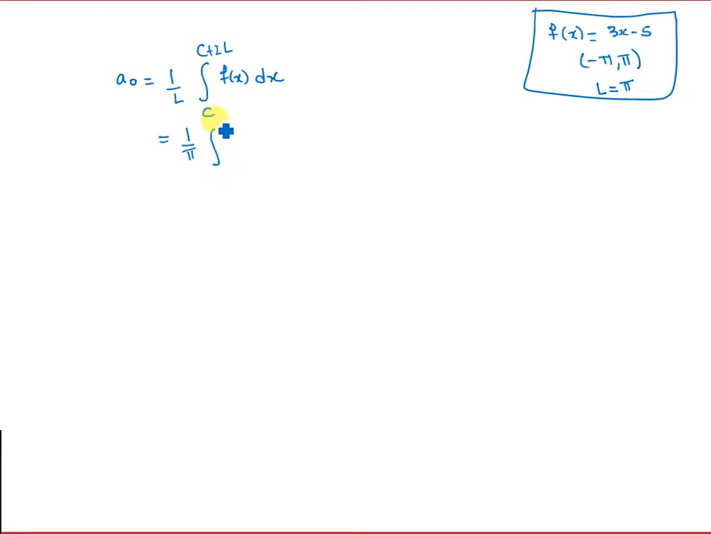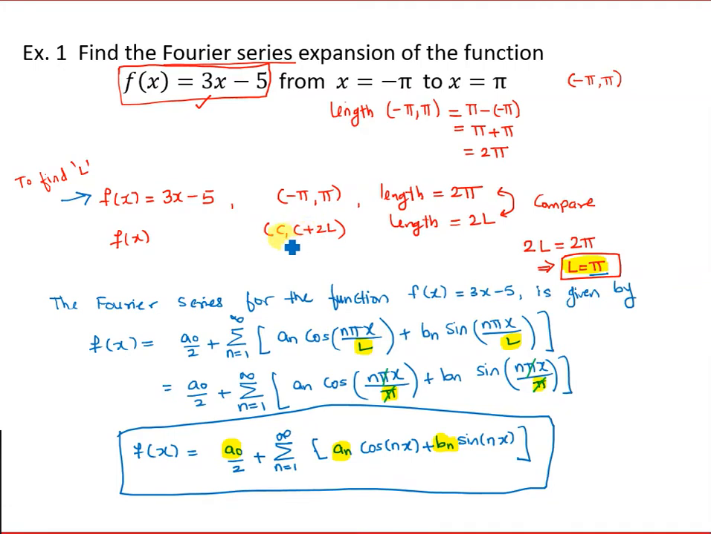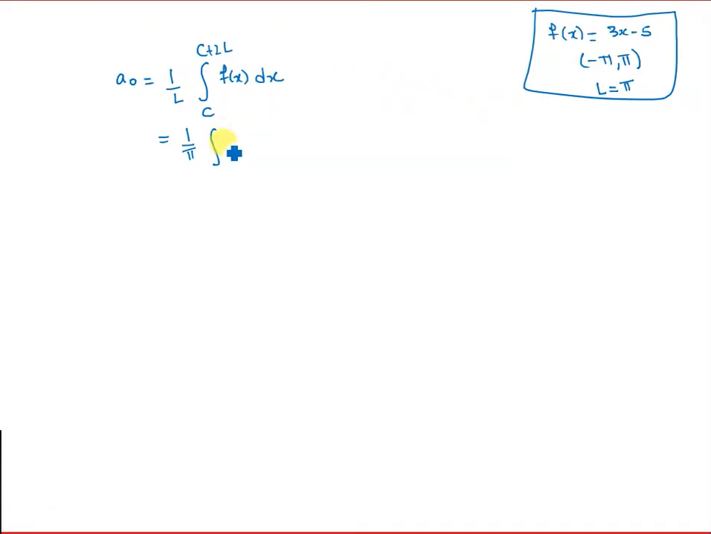Integral. Now it was c to c plus 2L because here the function is general. The formula is for c to c plus 2L. But for us in this question it is from minus pi to pi. We got these things from the question. So minus pi to pi, the function from here 3x minus 5 dx. So now it becomes a normal definite integral which you can integrate with respect to x.